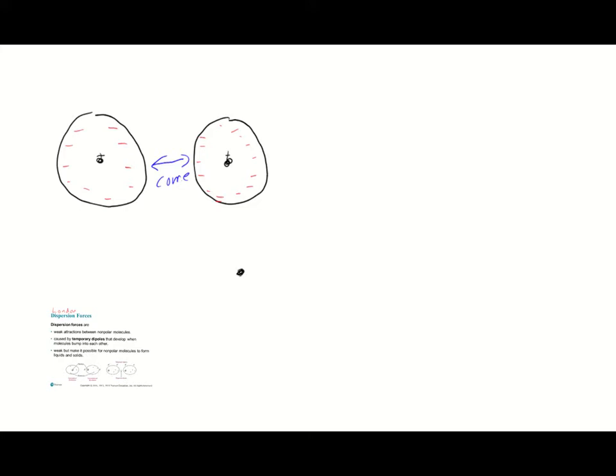So we go from having an atom shaped like that to having... Get away from me!